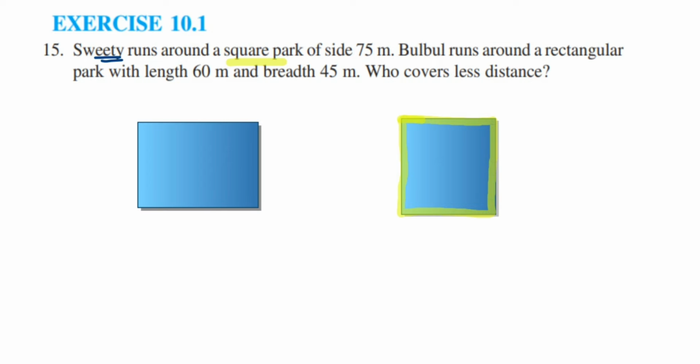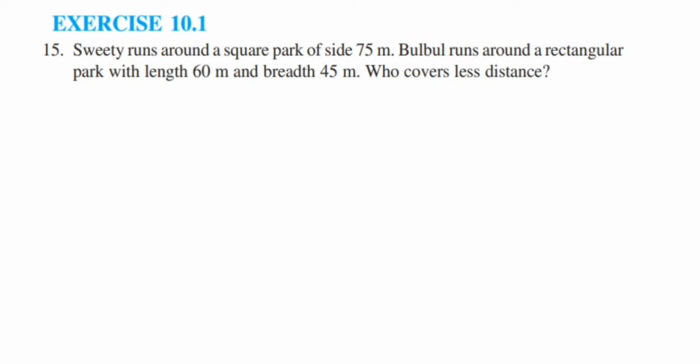Same case goes for Bulbul also. Bulbul is running around the rectangle park, which means she is running around the perimeter of the rectangle park, and length and breadth are given. So we're going to first find out the perimeter of both the square and the rectangle, and then we're going to compare which one is less, and that girl will cover less distance. So let's find out the perimeter of both the given shapes.